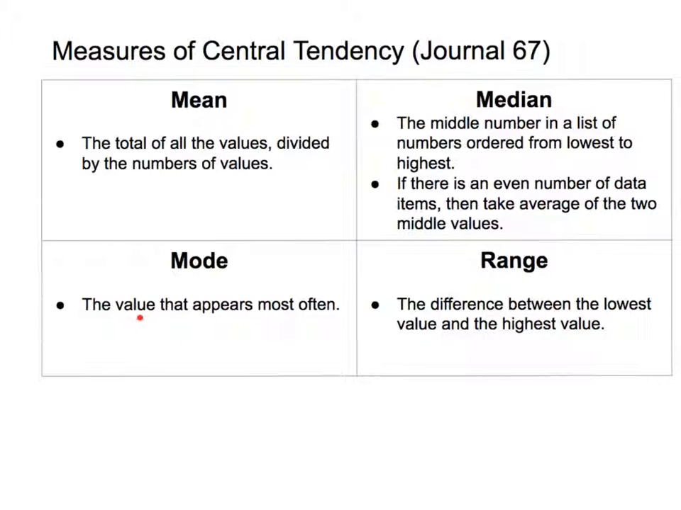Mode is basically the number that appears most frequently. Now, mode is the one that gets most confused. So I'm going to run a few examples with you right here. So an example of mode, here's one example. Let's say that you have a list of numbers like this, and I would ask you, what is the mode? Well, you would say it would be 3, because 3 showed up twice compared to the other numbers that only showed up one time. So the mode here would be 3.